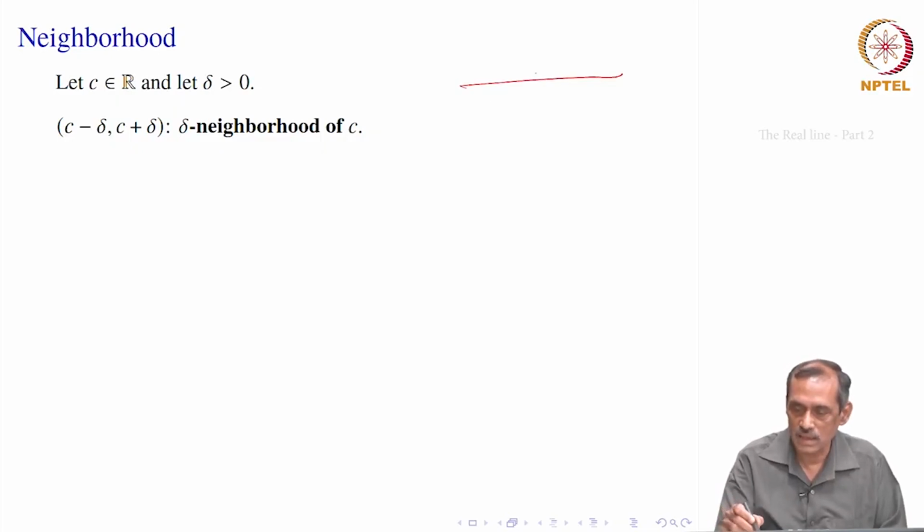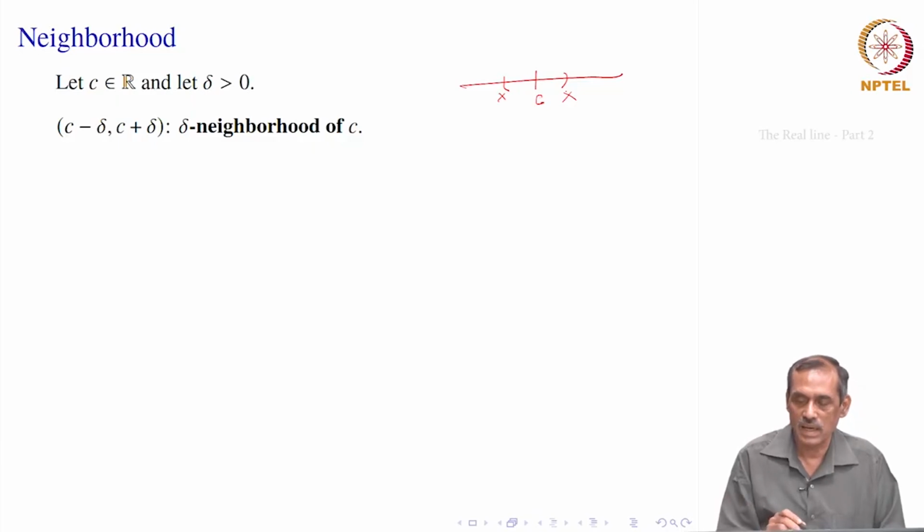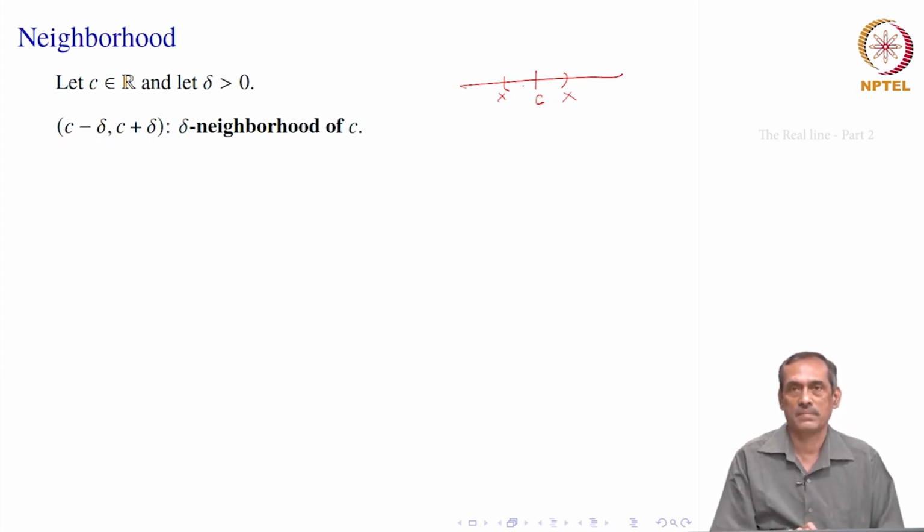So, like in the real line we take C and delta is something. So, C minus delta will be somewhere here, this point, C plus delta will be somewhere here, this point, but this says it is an open interval. So, these 2 points C minus delta and C plus delta are excluded. All the other points inside the interval are there. So, that interval is called a delta neighborhood of C.